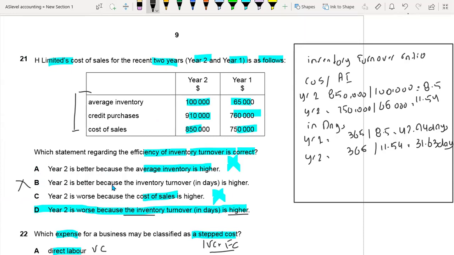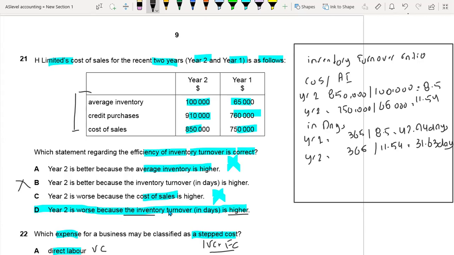Option B, year 2 is better because the inventory turnover in days is higher. In year 2 our inventory turnover in days was 31.63. This is not higher, it was lower. So option B is not the right option. Option C, year 2 is worse because the cost of sales is higher. The cost of sales in year 2 is higher than year 1, but this is not the right basis to find out whether inventory turnover is efficient or not. So option C is not relevant.